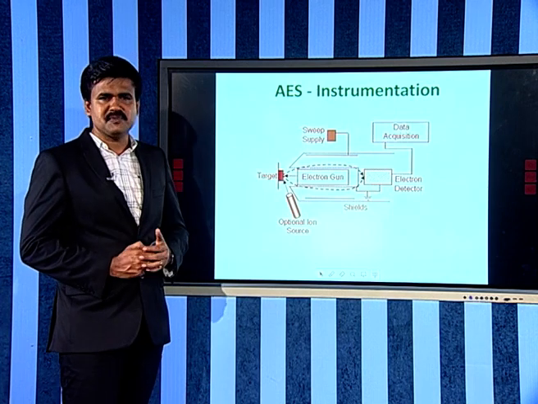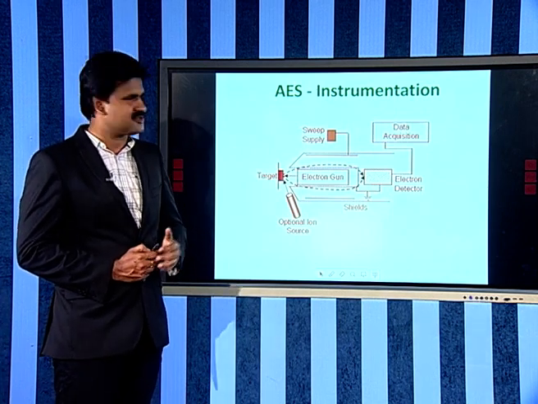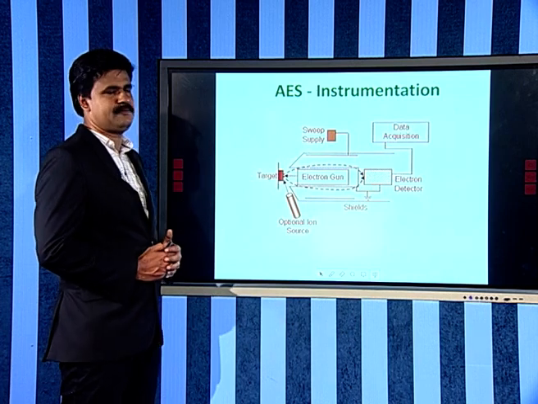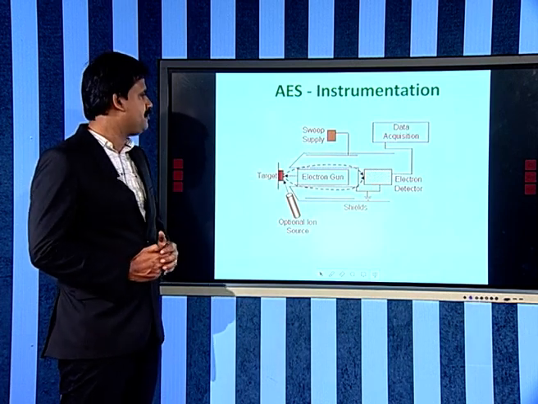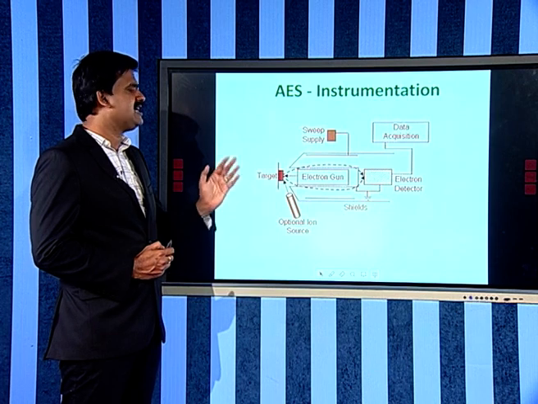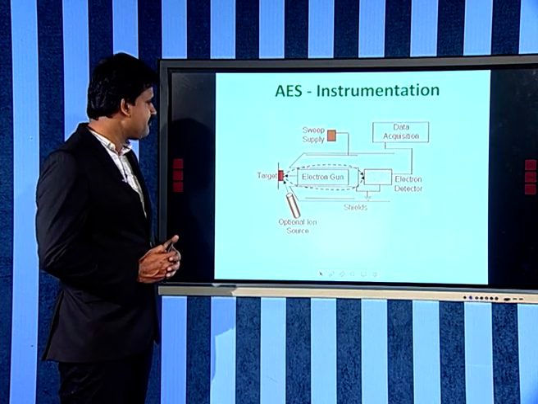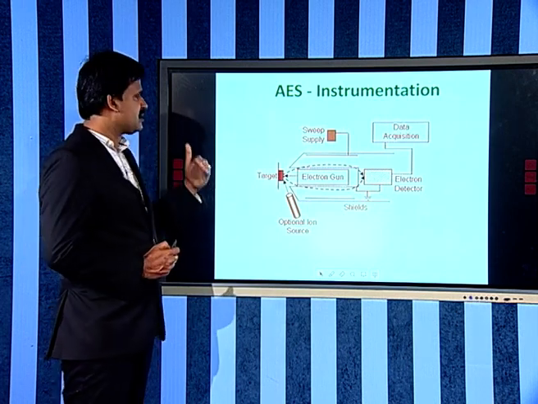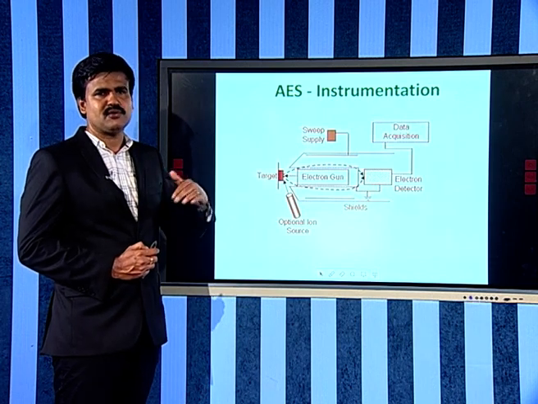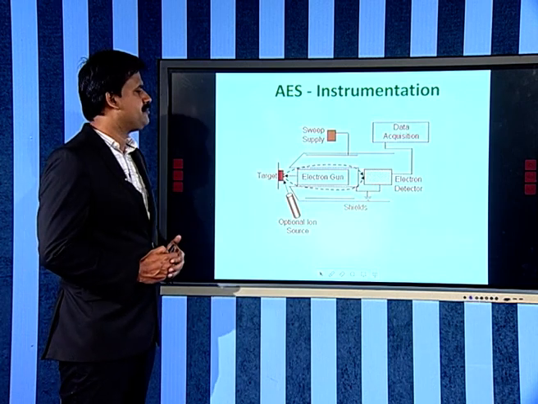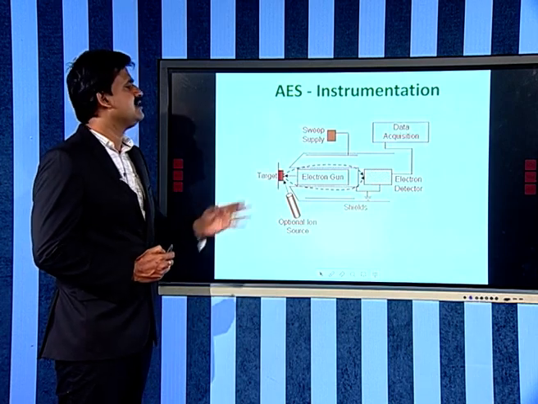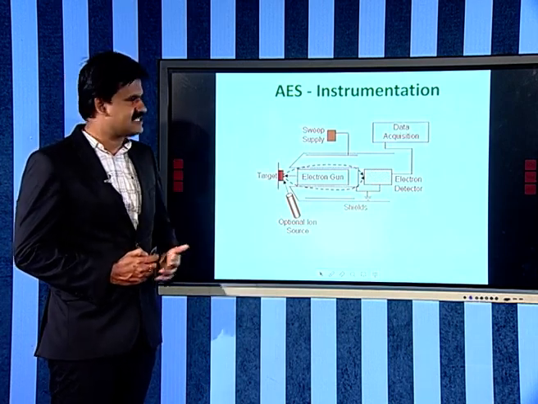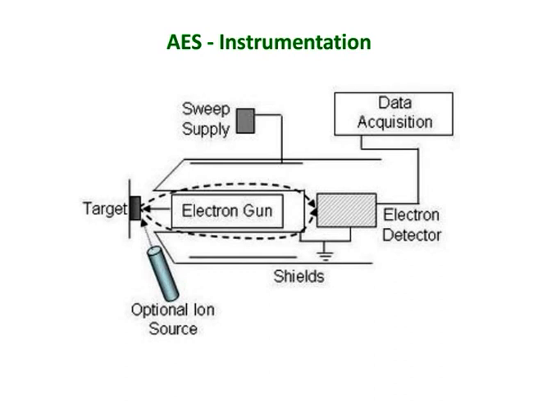Regarding the instrumentation of Auger electron spectroscopy, there is a target. The target is our sample. Electron gun. The electron gun provides a high energy electron beam. The electron beam creates the generation of Auger electrons from the sample. Those Auger electrons are detected by the electron detector. The electron detector leads it to data acquisition, and finally the output is obtained in the form of an image.